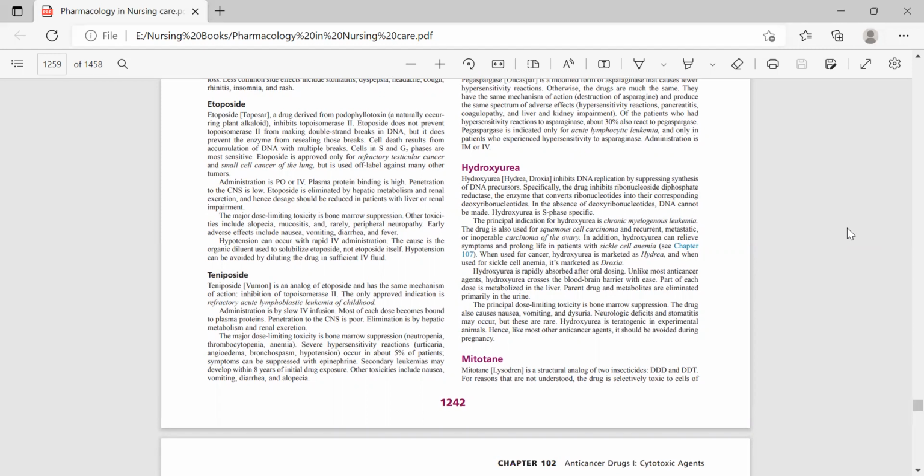The organic diluent, which is used to solubilize etoposide, is the main cause. So, hypotension can be avoided by diluting the drug in sufficient IV fluid.